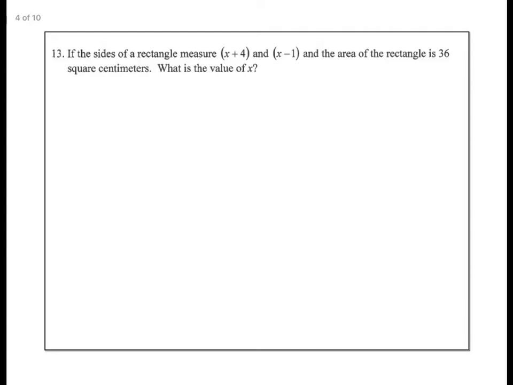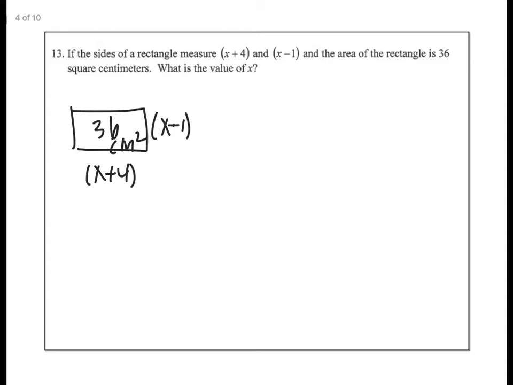Alright, question 13. If the sides of a rectangle measure x plus 4 and x minus 1, and the area of the rectangle is 36 square centimeters, what is the value of x? So we know we have some rectangle. Tells us that. It also tells us the sides are x plus 4 and x minus 1. Oops, that should be minus. And we know area is 36 centimeters squared. We need to figure out the value of x.